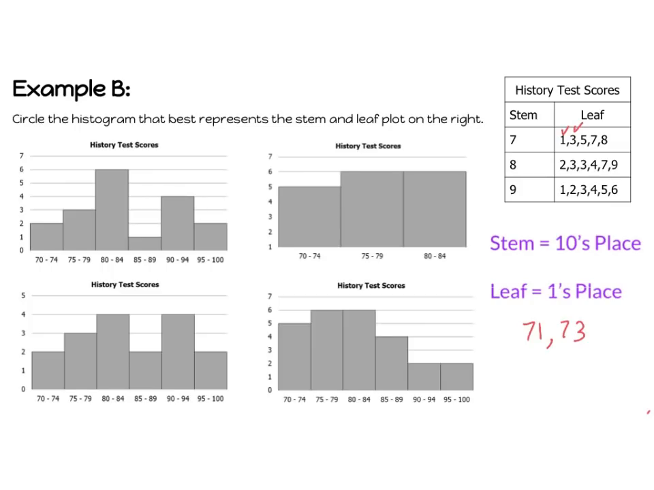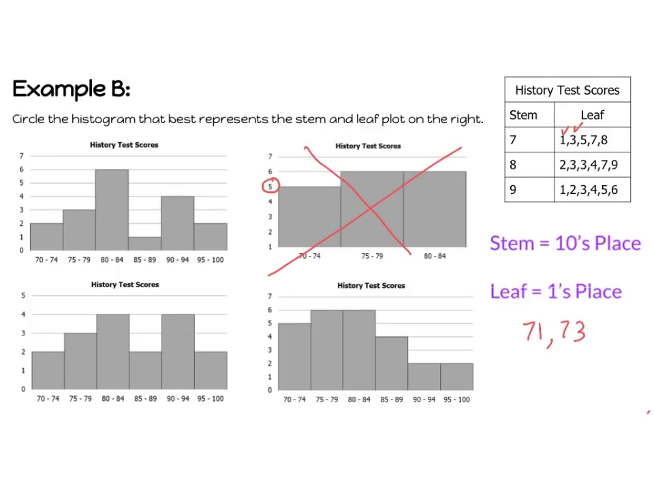Now we need to take a look at letter B. And in letter B, we've got 5 numbers between 70 and 74, but that is not the case in our stem and leaf plot. Notice that here it says it goes up to 5, but we've only got 2 numbers in our stem and leaf plot, so answer B has already been eliminated.